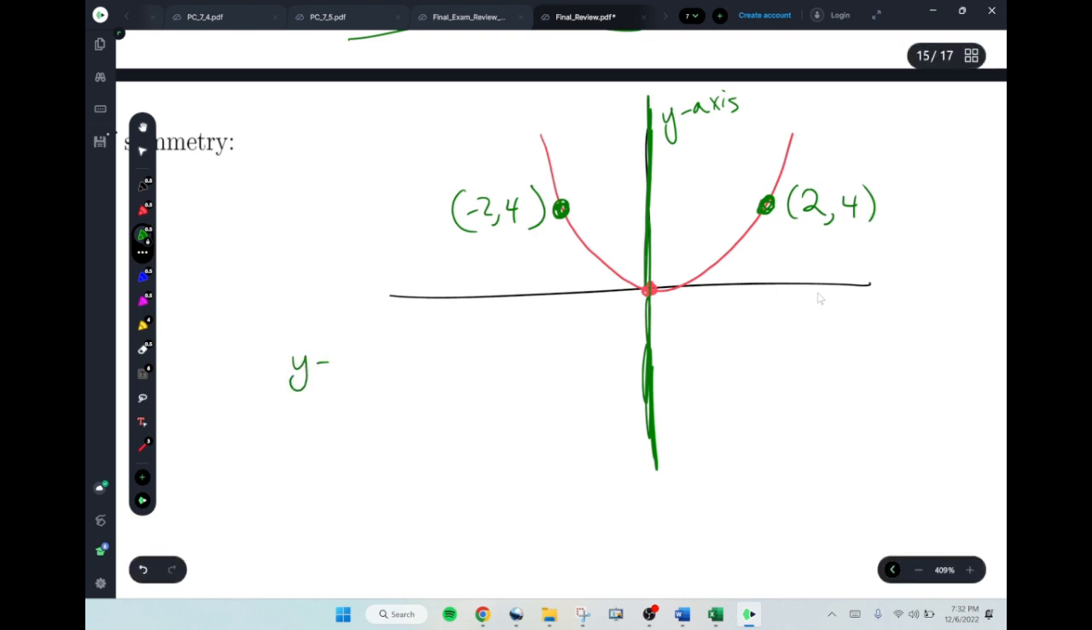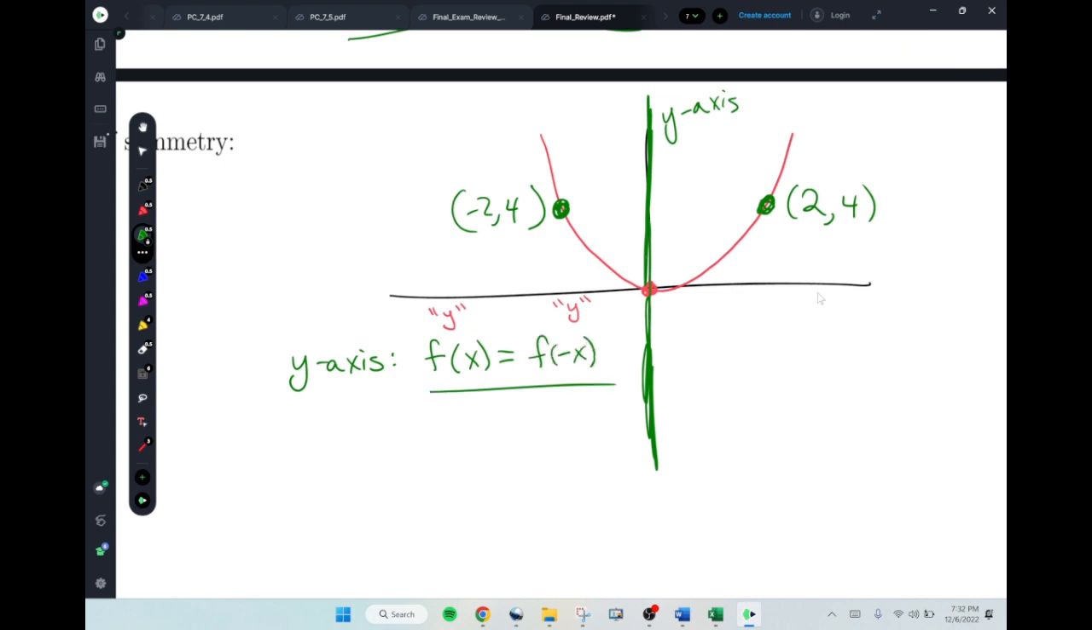So for y-axis symmetry, I think this is the simplest way to think about it: f of x is literally equal to, and remember we can think of f of x as the y value, right? What is the y value equal to? This is an important thing to notice. For it to be symmetric around the y, what was the same as f of x? Yeah. And that's it. That's the whole formula. That's y-axis. That's it.